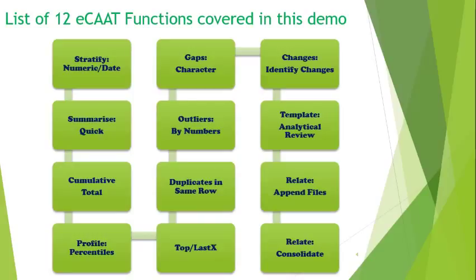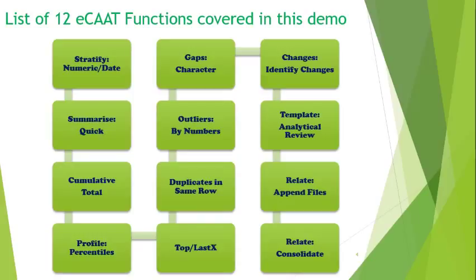We will perform a gap analysis based on a character field. We will perform the outlier function to identify outliers based on the average, the number of times, or based on the standard deviation, based on the number of times. We'll also identify duplicates in the same row. For example, the maker and checker being the same for the transactions or the details entered. We'll look at the top LastX functions. We'll look at the changes, identify the changes between two worksheets, compare them cell by cell.